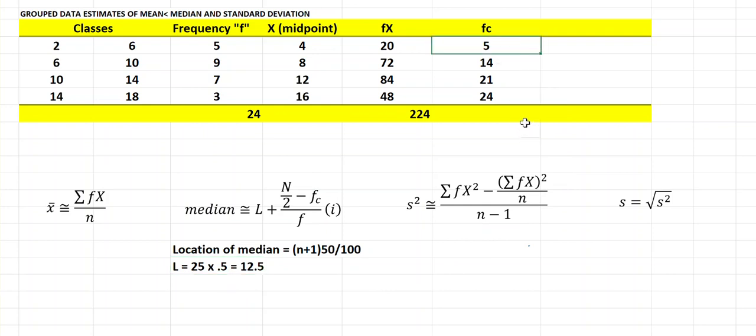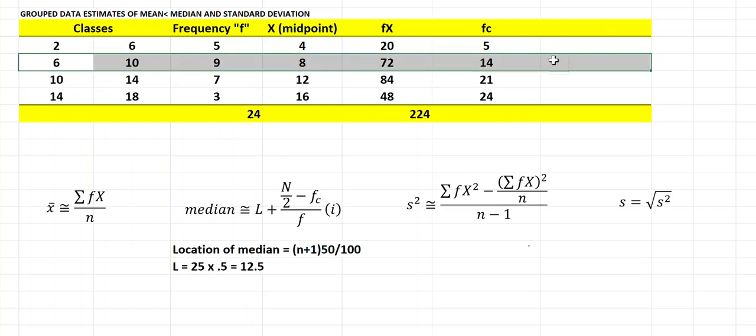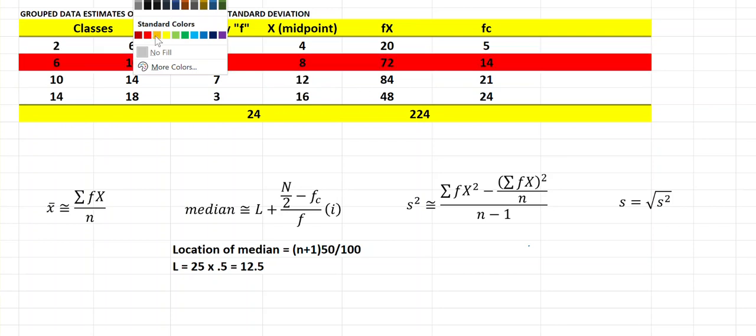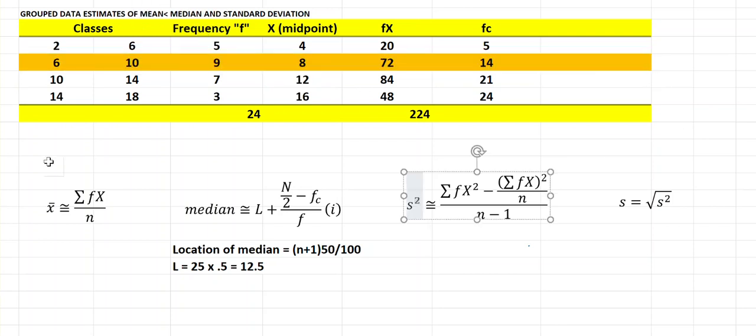That's the first class. We have a total of 5 numbers. The second class, from 2 to 10, right? Because it's cumulative, there's 14 numbers. I know, therefore, that this has to be the median class, because 12.5 falls into this class. So I know that this is the median class. I'll just write that in here. All right, the median class. So I've highlighted it in orange.